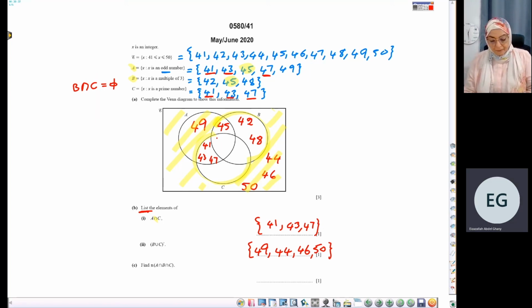The last thing. Find the number of A intersection B intersection C, which is 0. This is this part, the intersection of the 3 of them. When he says N, it means number of. If he didn't use the letter N, you write phi or the null set.